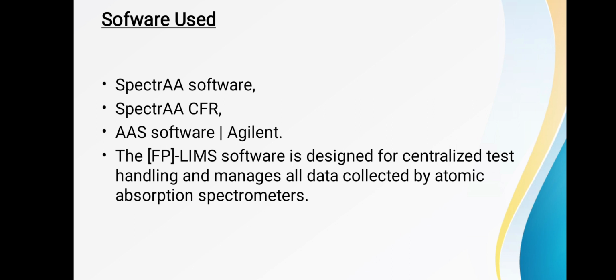Software use. Spectra software, Spectra CFR, AAS software, Agilent. The FPLIMS software is designed for centralized test handling and manages all data collected by atomic absorption spectrometers.